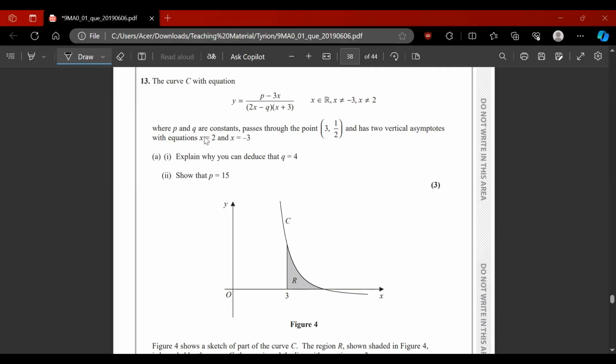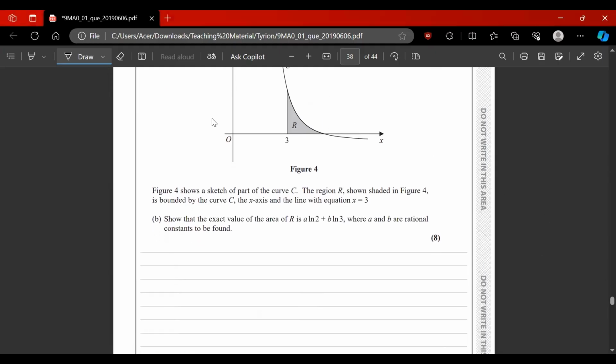So we know that asymptotes exist at x equals 2 and x equals minus 3. For an algebraic fraction like this, the two factors in the denominator give the equations of the asymptotes. So if we put in 2, this is part 1 of part A, 2x minus q equals 0 is our factor. Instead of x, we put 2. And so what we'll get is q is equal to 4.